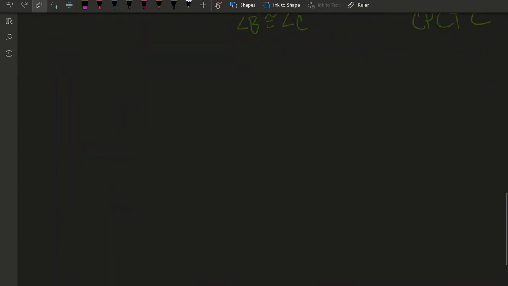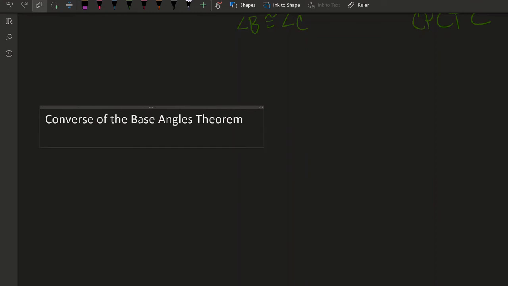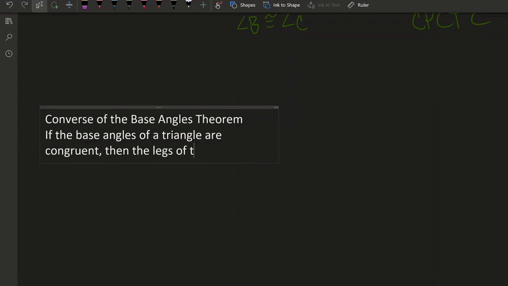So, the next thing we want to talk about is the converse of the base angles theorem. And just like the other converse that we've done, the converse is backwards. So what that means is that if the base angles of a triangle are congruent, then the legs of the triangle must be congruent.